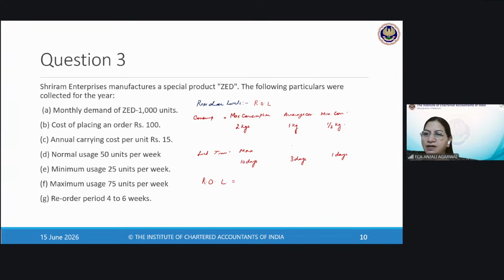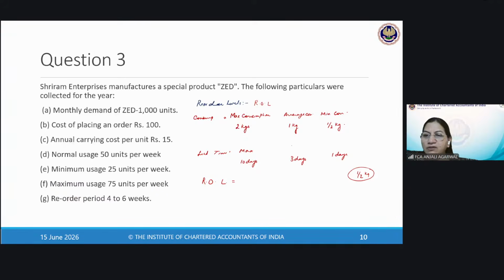So if I say half kg into 1 and I place an order when the raw material stock is half kg, what will happen? It might take 3 days and on average you consume 1 kg. So you require at least 3 kgs, but you only had half a kg. So you will be stock out. You will have to sleep empty stomach.